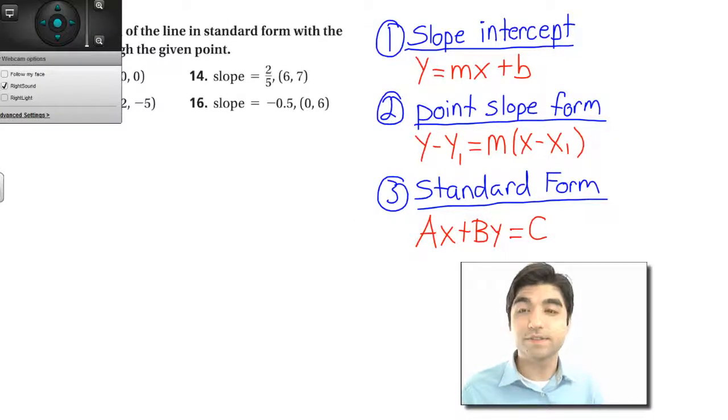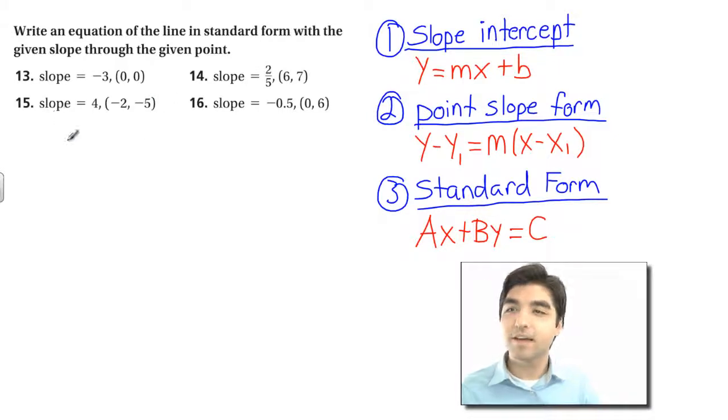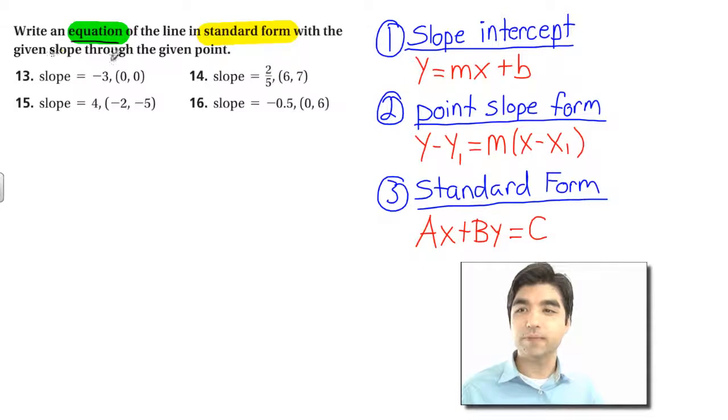Okay, so this is problems 13 through 16 of the chapter 2 practice test. And on this one, they want us to write an equation. Let me get the highlighter. Write an equation in standard form with the given slope and given points.